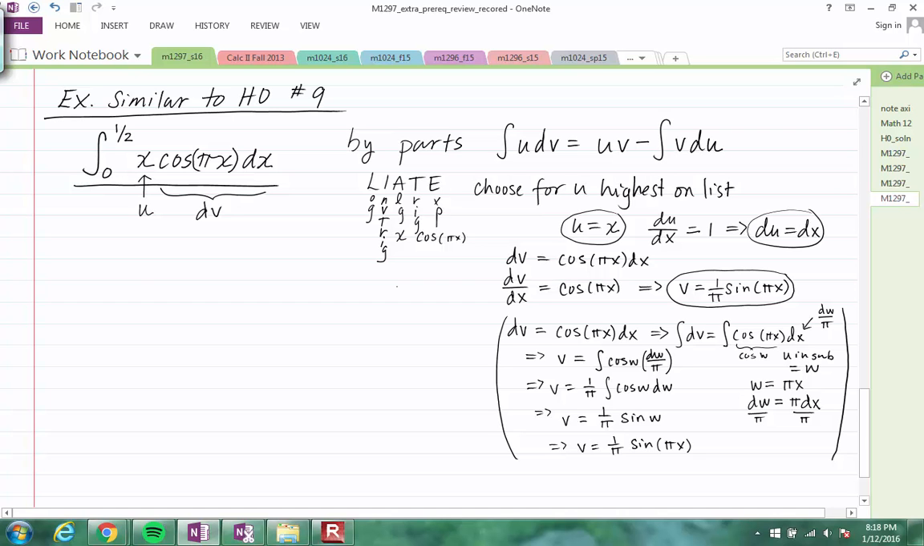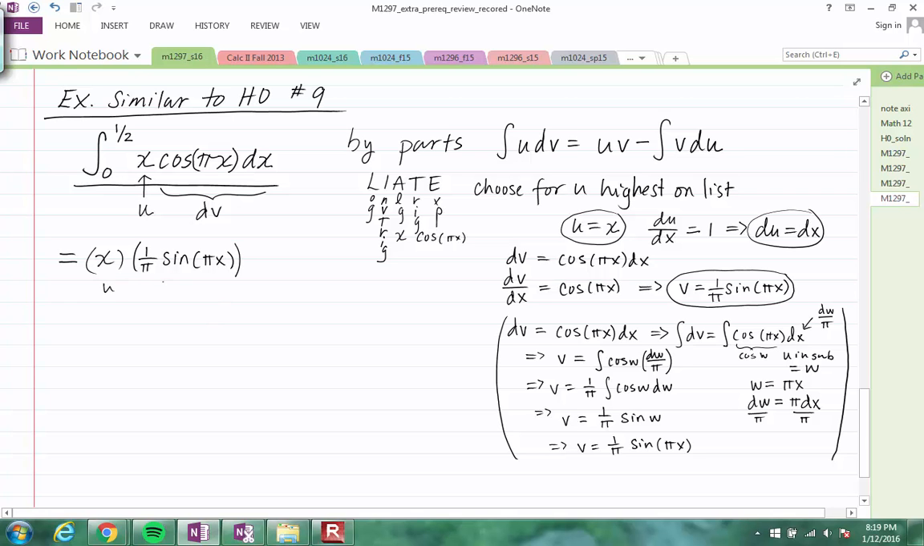Now we have everything we need to put into the integration by parts formula. So we're going back to the meat of the problem here. We're going back on track here. So what we're going to do now is the integral is the integral u dv part. Now we're going to write down the part that is the uv minus integral v du. So equals over here u, which is x in our problem, v, which we found over here, is 1 over pi sine of pi x.